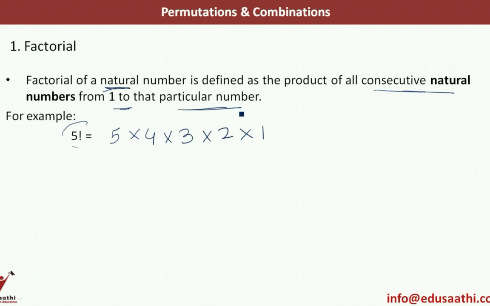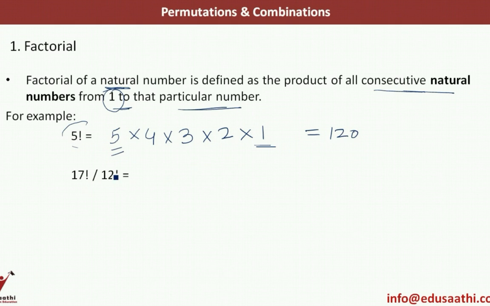So what I do is I have the product of all consecutive natural numbers from 1 to that particular number, to 5. So this gives me 120. So 5 factorial is 120. Similarly, if I have 6 factorial, I'll multiply this by 6, from 1 till 6 and so on. Let's take another example.